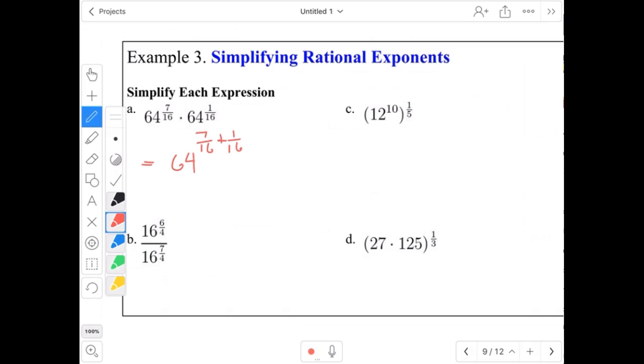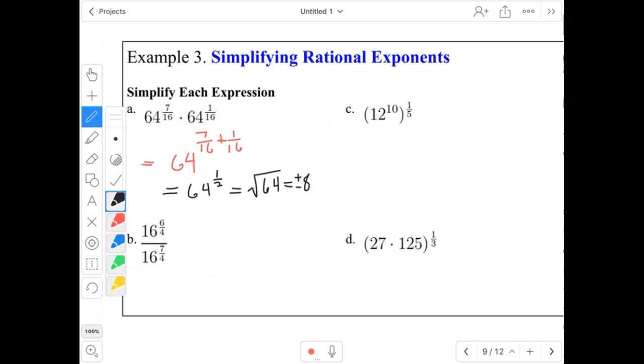Okay, so that should help me out. 7/16 plus 1/16 is 8/16. 8/16 is a half. So I have 64 to the 1/2 power. I know that 1/2 is the same as the square root, so this is asking me for the square root of 64, which we all are familiar with as being 8, or in this case, plus or minus 8.